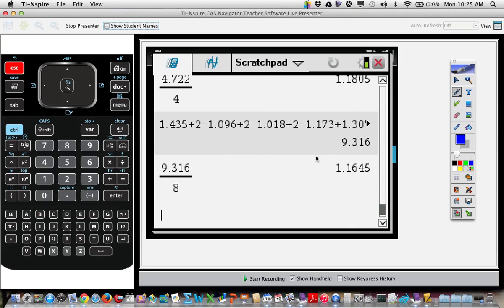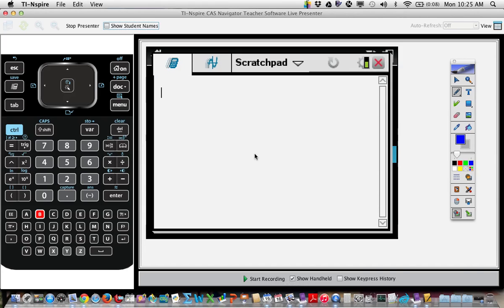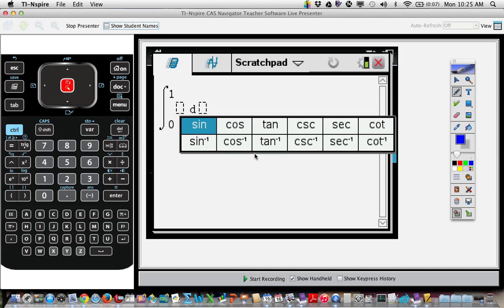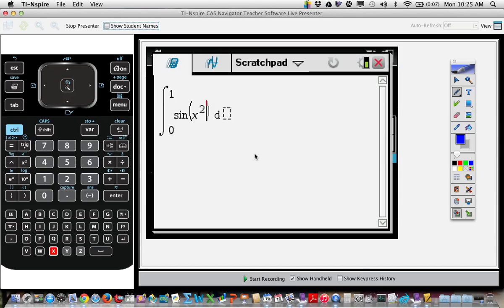So we don't need to do anything. Go ahead and type that integral in: 0 to 1, sine of x squared. And notice, remember, we talked about how it tries to give you an exact answer, but in this case, it will. Go ahead and hit enter.